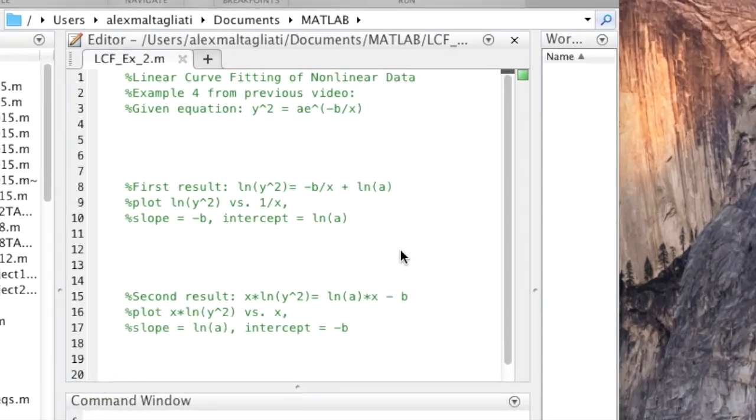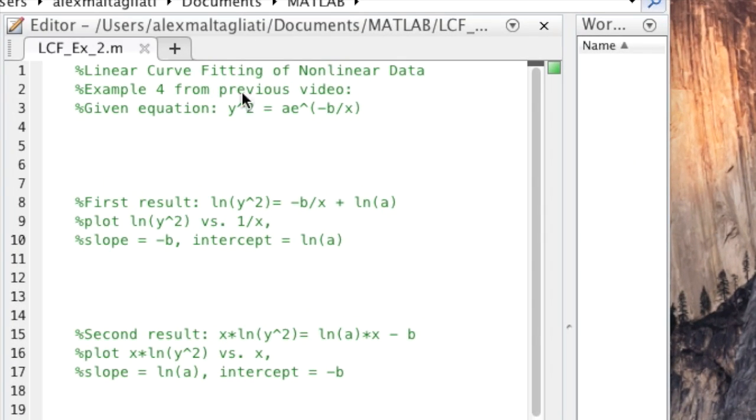Welcome to this screencast where we're going to be talking about linear curve fitting of nonlinear data. I created an M file here, linear curve fitting example 2, and we're going to be working with example 4 from a previous video, and I'll just give a brief recap. We were given an equation, y squared equals a times e to the negative b over x, and we rearranged this equation in two different ways in the y equals mx plus b form.